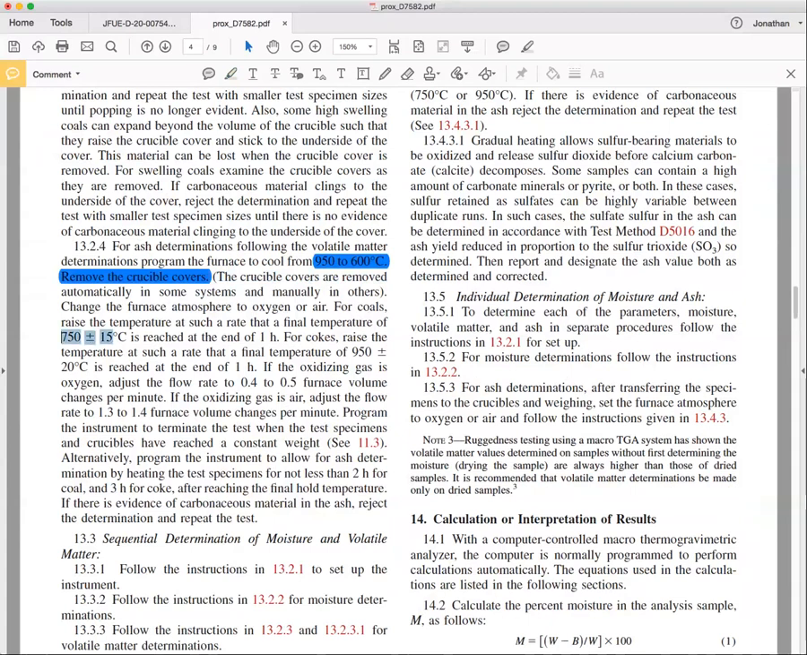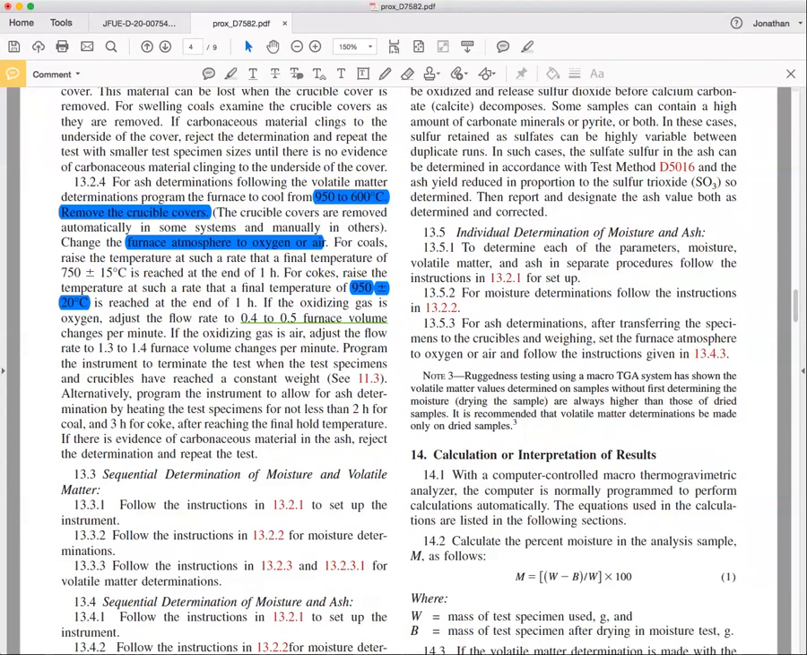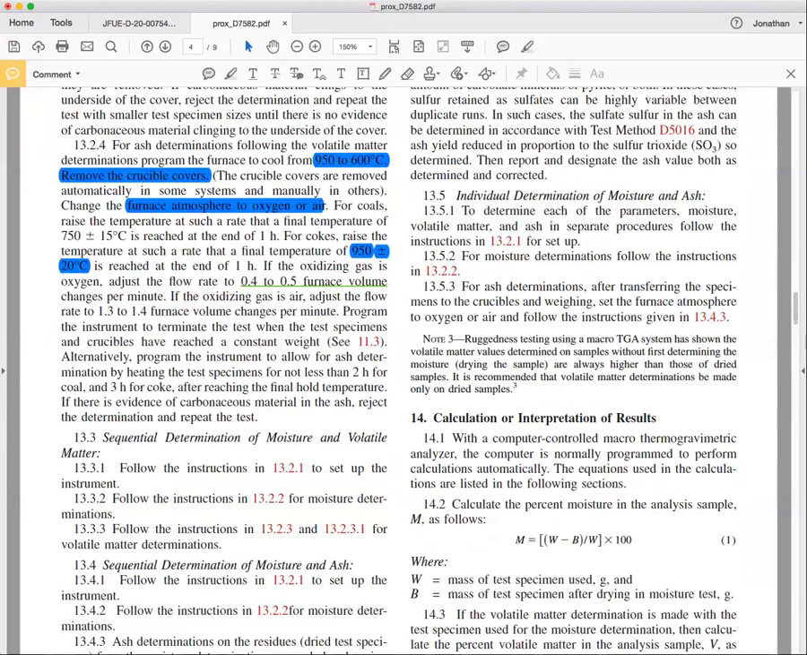And then it needs to, again, go to an additional temperature. Furnace atmosphere goes to oxygen or air to reach 950 degrees Celsius. Again, this is a nice detail that shows you know what you're talking about. These are controlled. It varies if it's oxygen or air. And that'll give you the ash yield.